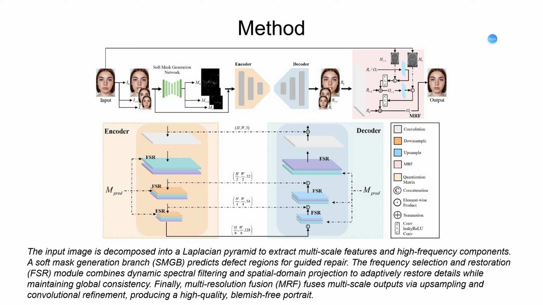Third, the frequency selection and restoration, or FSR, module filters and restores frequency components while projecting corrections back into the spatial domain. Finally, multi-resolution fusion, MRF, upsamples and refines the multi-scale outputs, blending in high-frequency details to produce a final high-quality, blemish-free portrait. In short, multi-scale decomposition, targeted masking, frequency-aware restoration, and progressive fusion.